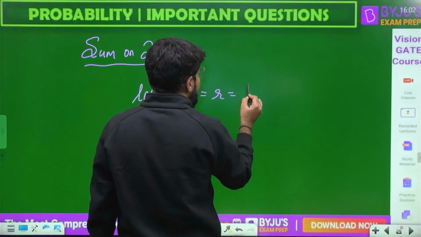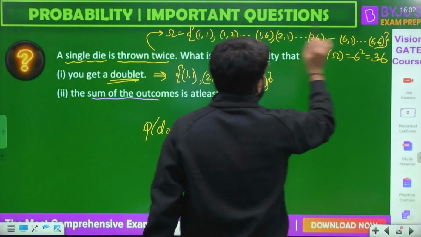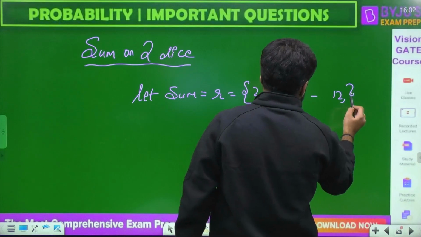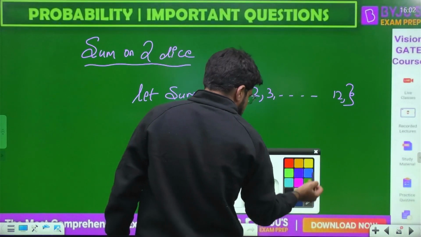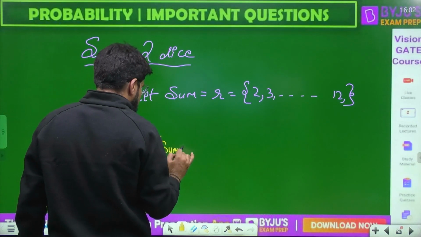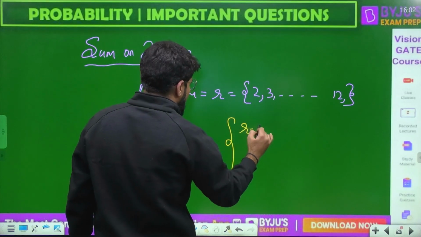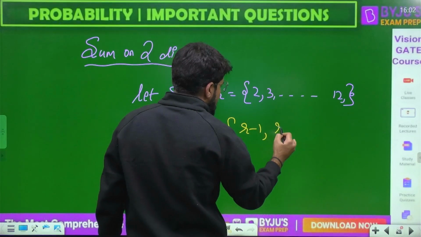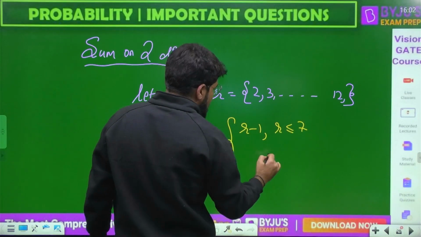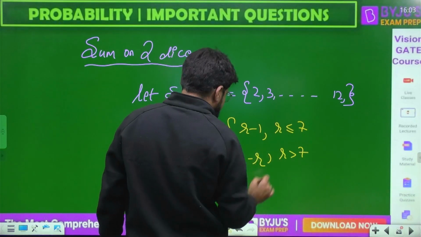What are the possible values? The minimum sum is 1 plus 1, that is 2. The maximum sum can be of 6, 6, that is 12. The number of cases in which the sum is equal to r is given by r minus 1, for r less than or equal to 7. For any value of r greater than 7, it is given by 13 minus r.